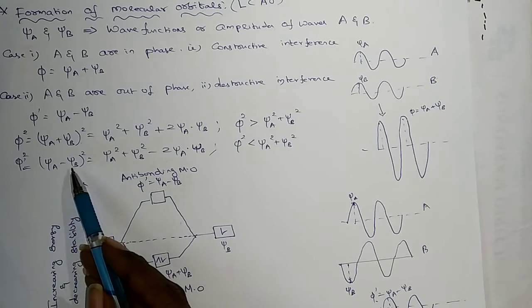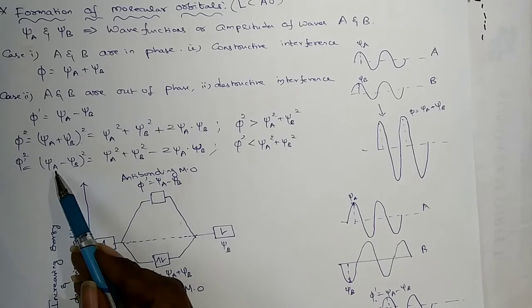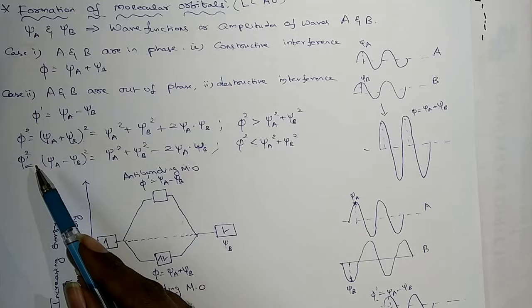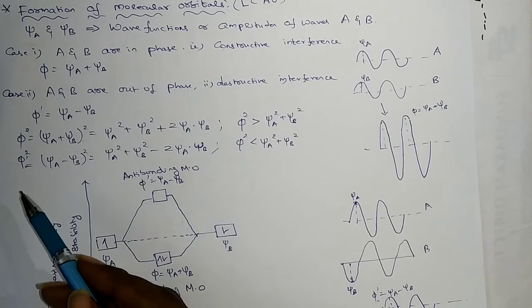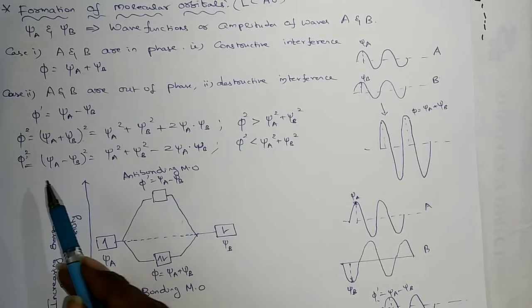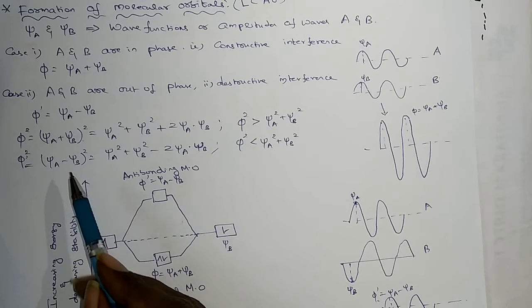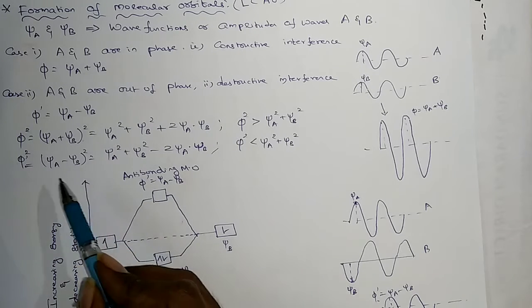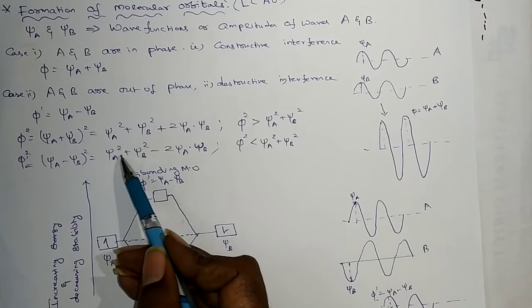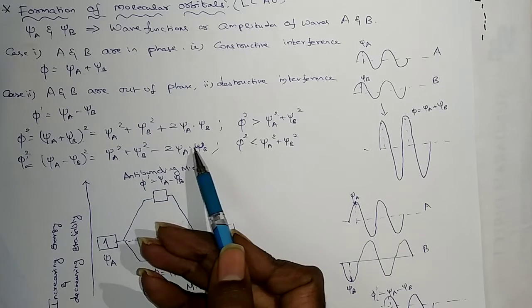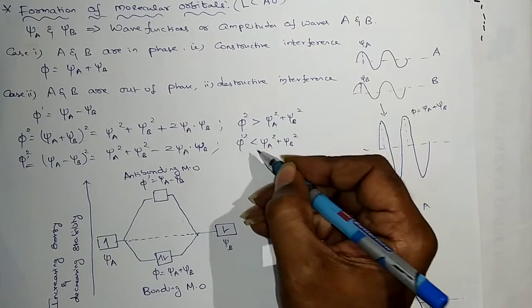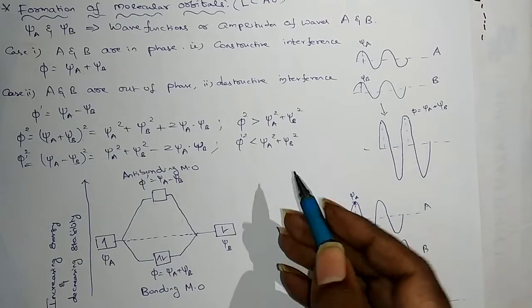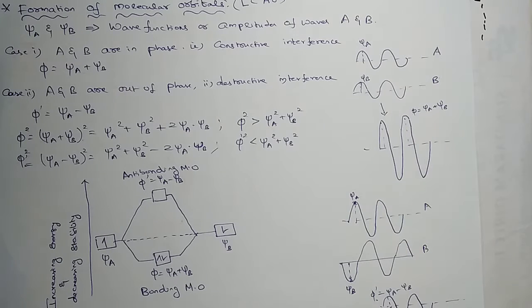So here phi dash square is the probability of the resultant wave when the waves are in destructive interference, where waves are out of phase. It is (psi A minus psi B) square, which is psi A square plus psi B square minus 2 psi A into psi B. Therefore phi dash square is lesser than psi A square plus psi B square.